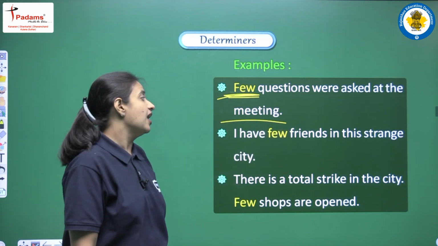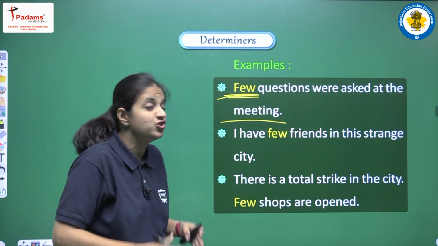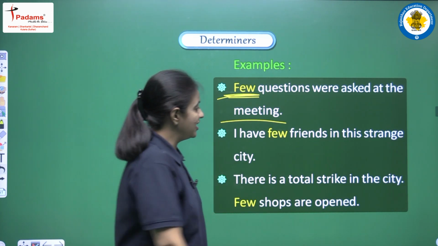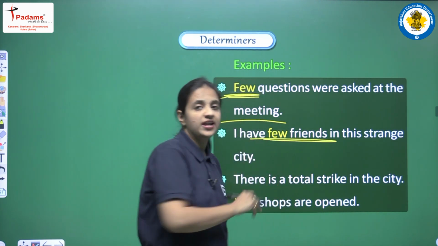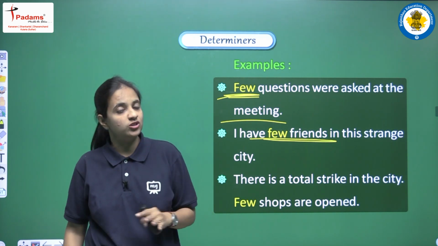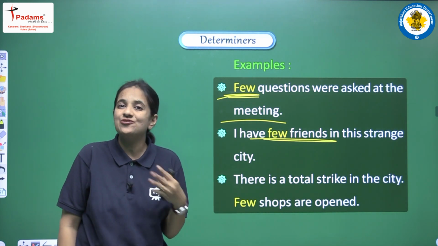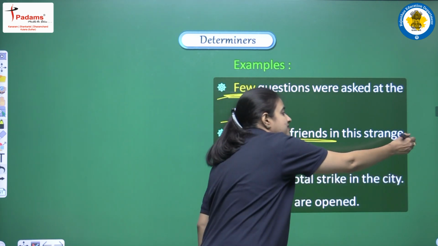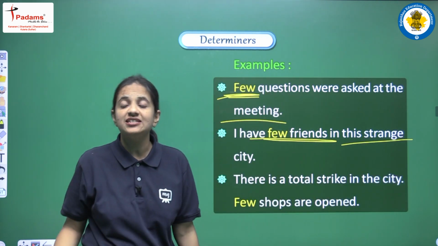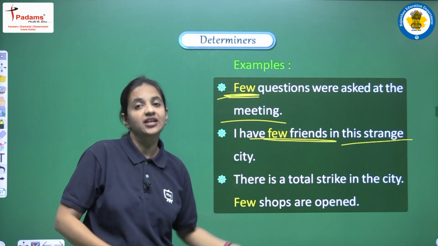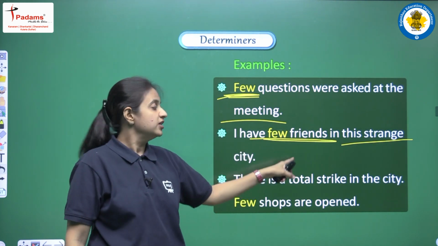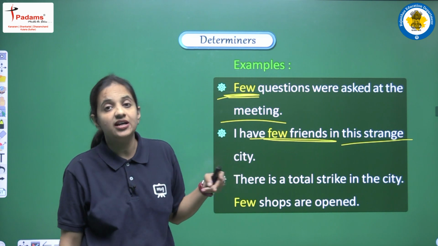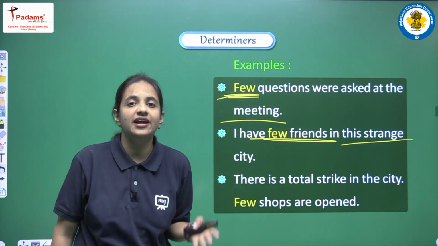Second, we have: I have few friends in this strange city. So again we have few. Few friends means he has almost no friends with him, and this is the reason maybe he is calling this city a very strange city, because he has no friends. So if we use few, it has a negative sense, it has a negative meaning.